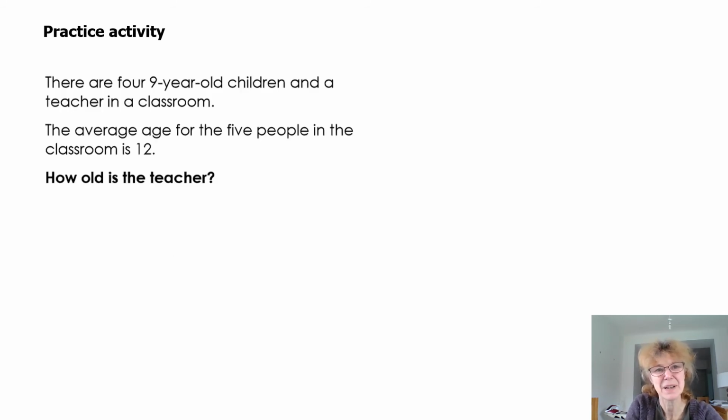Okay, so I'm now going to give you another practice activity that involves calculating the mean. There are 4 9-year-old children and a teacher in a classroom. The average age, the mean age, for the 5 people in the classroom is 12. How old is the teacher? Just pause the video now while you try to work that out.